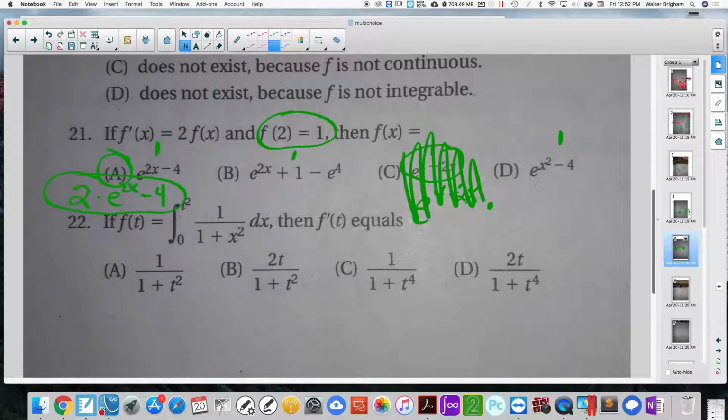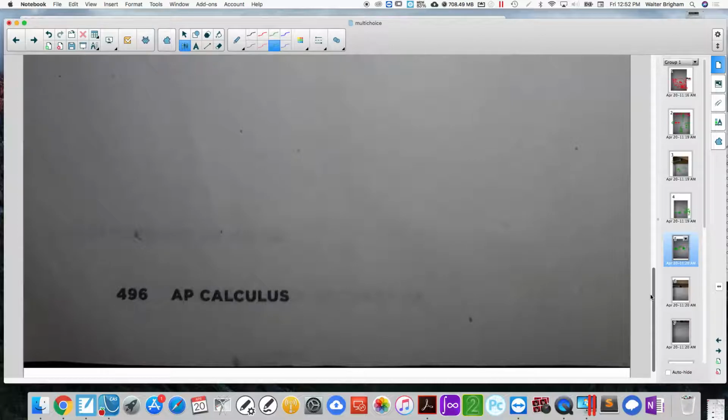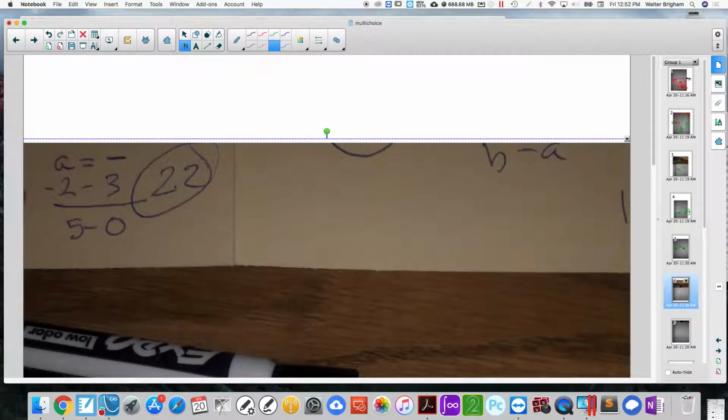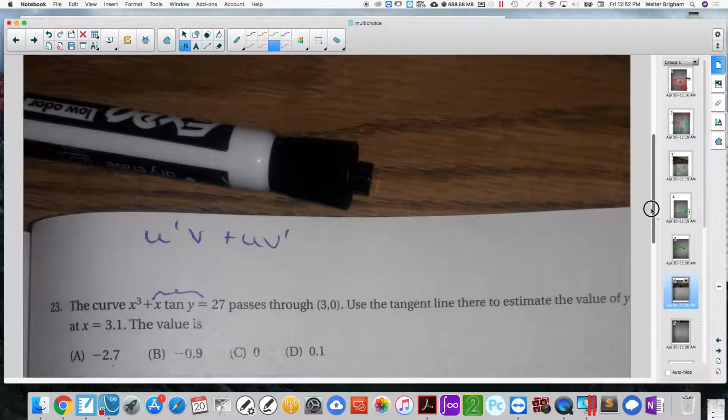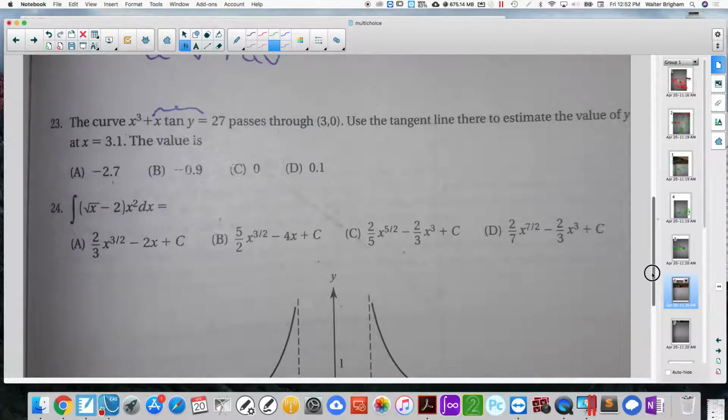Great. A long problem. It's number 23. It is on the next page. There's my marker again. Look, it's still there.